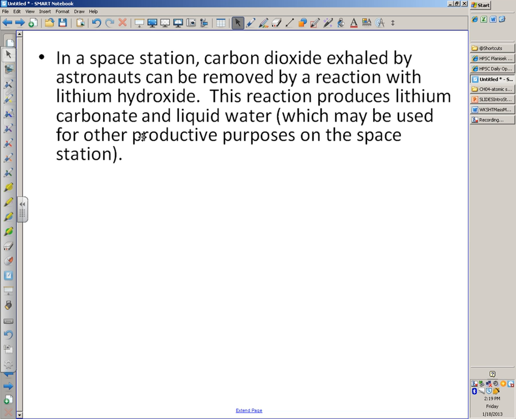What I would like you guys to do in your small little 2 or 3 person groups is come up with a balanced equation that represents that chemical reaction. Okay? A balanced equation that represents that chemical reaction. Let's see if we can get this done in about 2 minutes. Ready? Go.